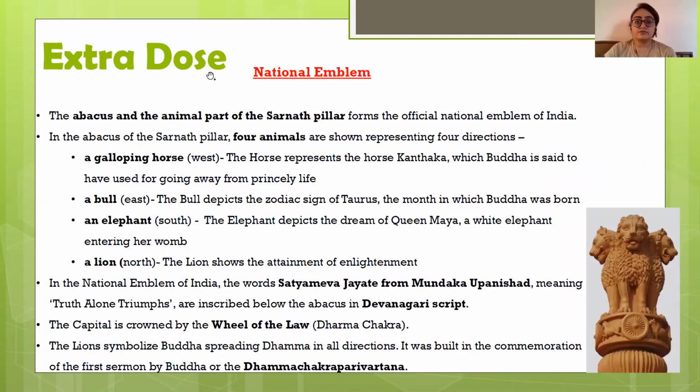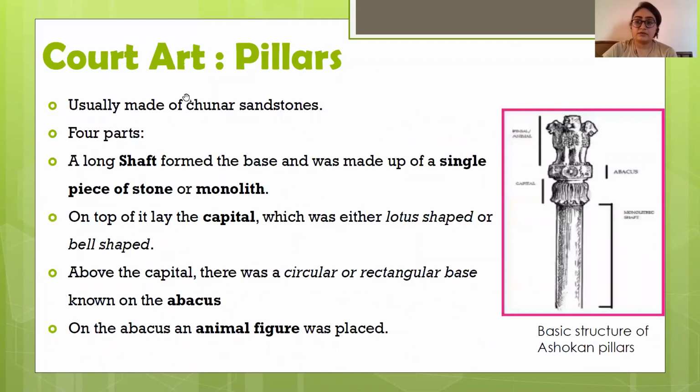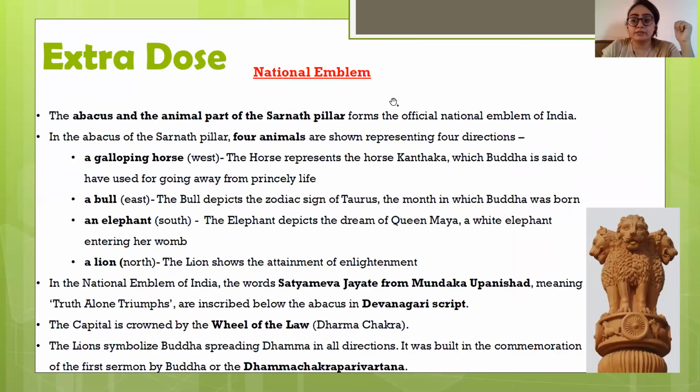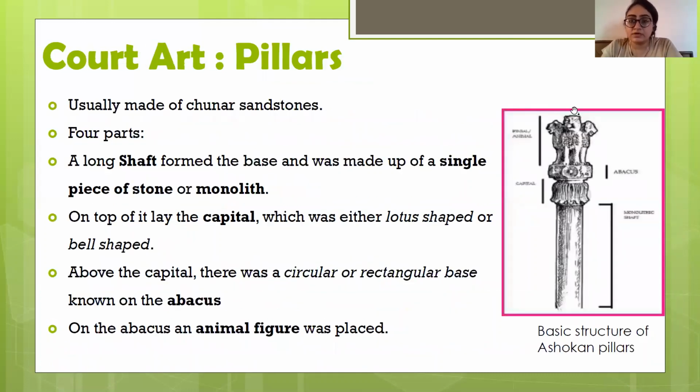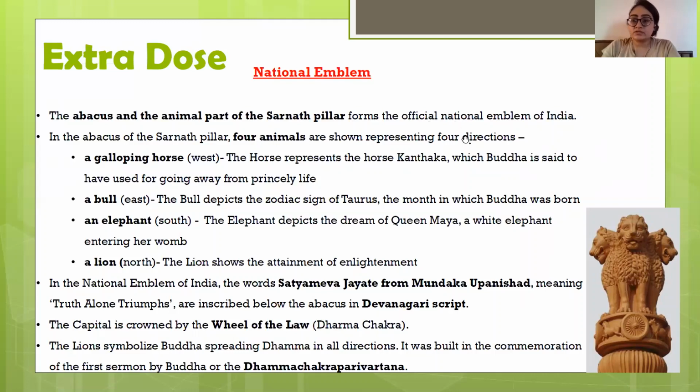Now some extra dose of information for you. Looking at this figure, you must remember something. Yes, you are right. It is our national emblem, which we have taken from the Ashokan pillar. The abacus and the animal part of the Sarnath pillar, which we have seen here, form the official national emblem of India. This is the abacus, and the animal part. This is our national emblem.